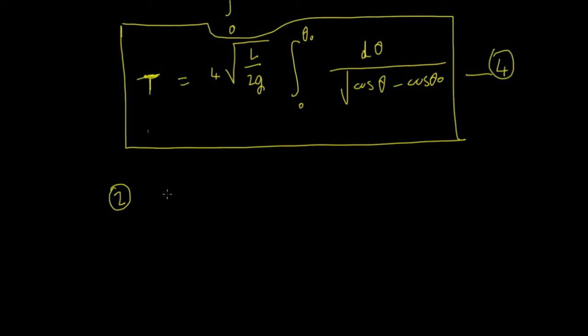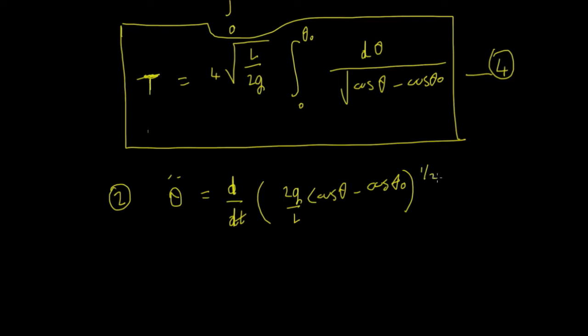So we're going to have theta double dot equal to, well, we're differentiating the right hand side with respect to time, and the right hand side I'll write out as 2g upon L times cos theta minus cos of theta naught. Now instead of putting the square root sign, I'll just put it to the power of a half.